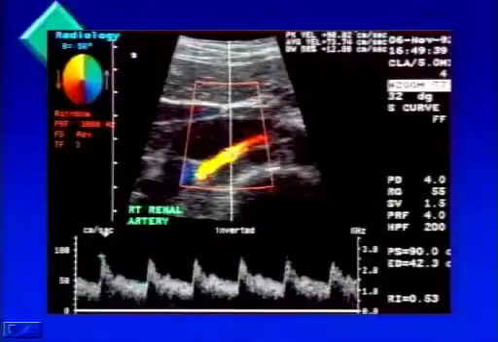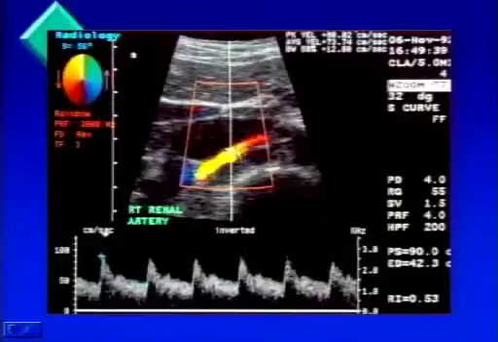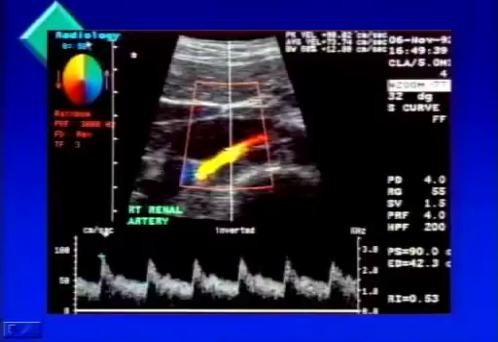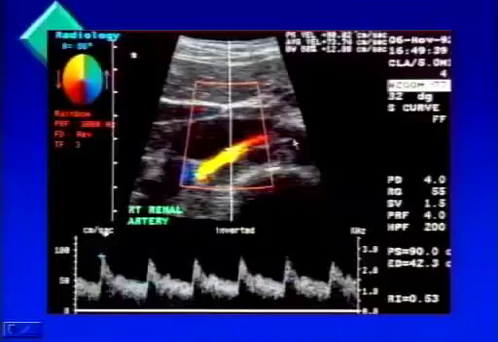Notice also that we have placed the angle cursor within the vessel, placing it parallel to the vessel walls so that we accurately measure the angle of incidence. And in the upper left-hand corner, you can see that we're at an angle of 56 degrees. So we are at an optimal Doppler angle, less than 60 degrees.